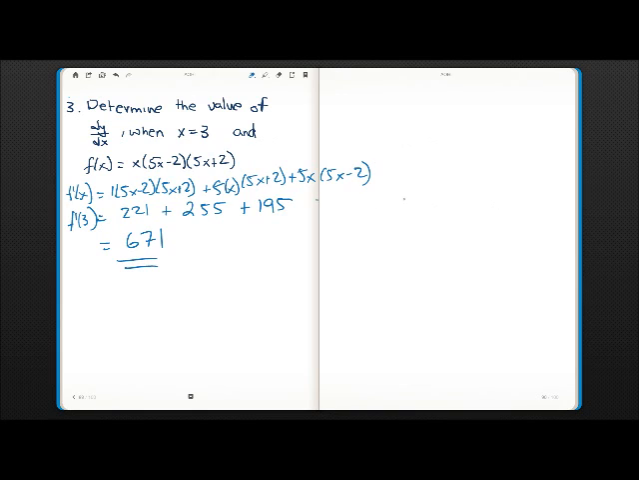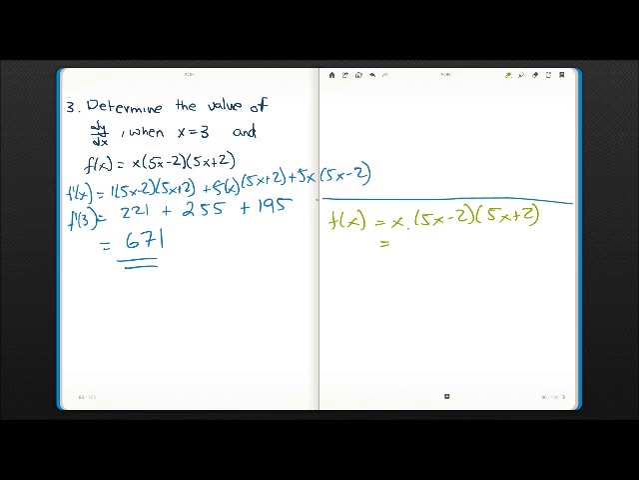So a short way will be something like this. So I'll just change the color. If you have f of x, again x, (5x minus 2)(5x plus 2), just expand the x and these two functions. So it'll be 5x squared minus 2x, times 5x plus 2, and then just take the product rule of these two functions.